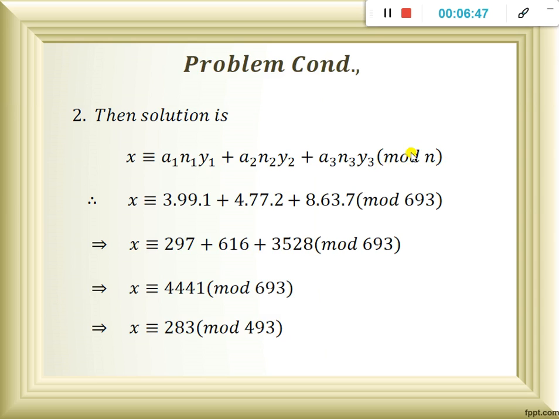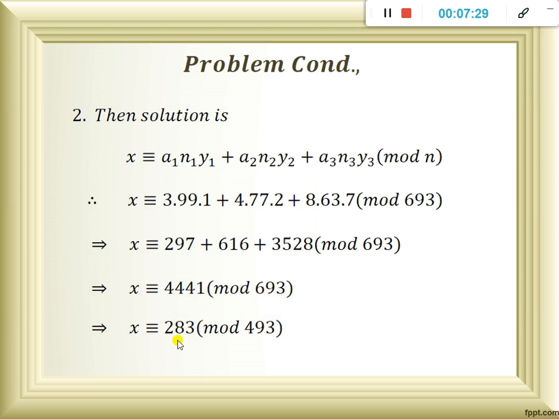Into mod n is the formula. The N value is 693. Replace the respective values in the formula. a1 is replaced by 3, n1 by 99, and y1 by 1. Similarly a2, n2, y2, a3, n3, y3, into mod n, that is 693. Add all the values: 697 plus 616 plus 3528. Add all the values, you will get 4441. It's a huge number. You just divide that number by 693, you will get 283 as the remainder.